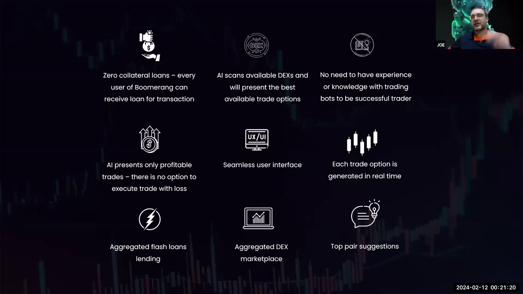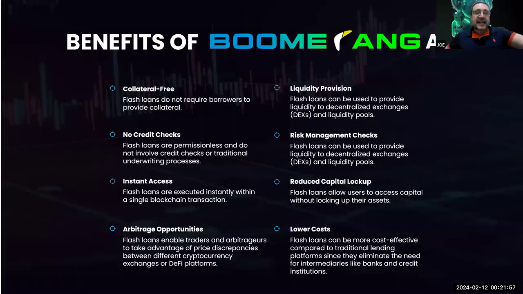The AI constantly monitors, and if the trade changes from being a profitable trade to a non-profitable trade, the AI will reject the transaction. The user face, seamless user interface, very easy to use. Each trade option is generated in real time. Aggregated flash loan lending, aggregated DEX marketplaces, and top pair suggestions. Everything you need to combat all of the challenges that I was showing you earlier. The extended benefits of the Boomerang AI platform.